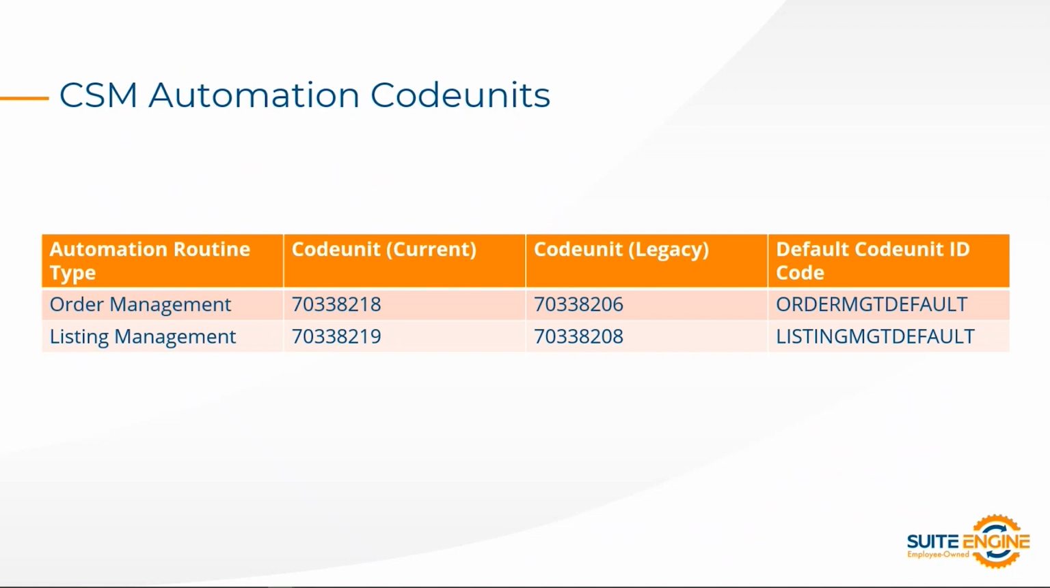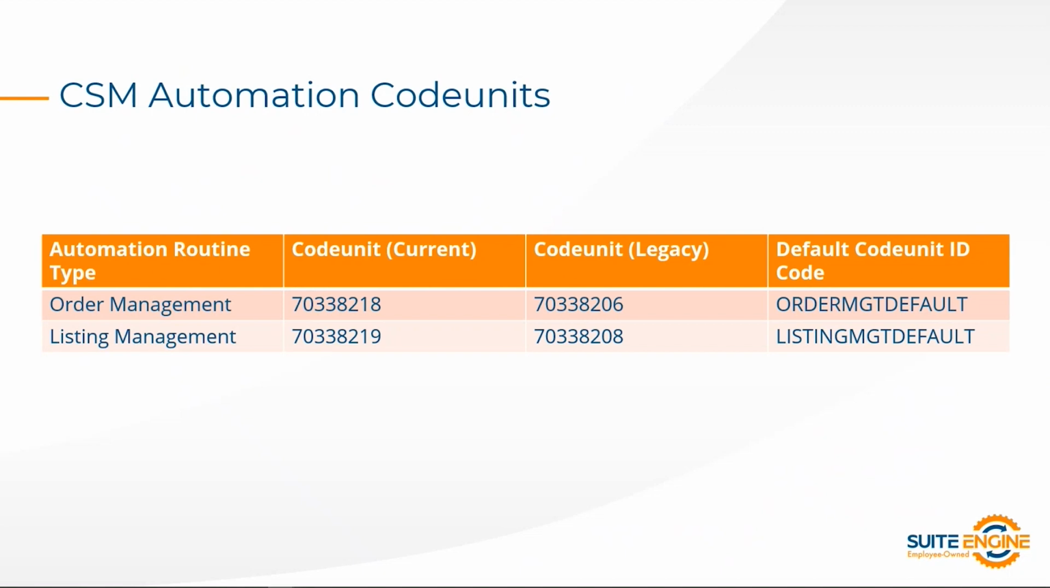I want to stress that there's absolutely nothing wrong with these legacy code units. If you're a current CSM user and you haven't been experiencing any automation issues, you haven't been experiencing any job queue issues, there's absolutely nothing you need to do.